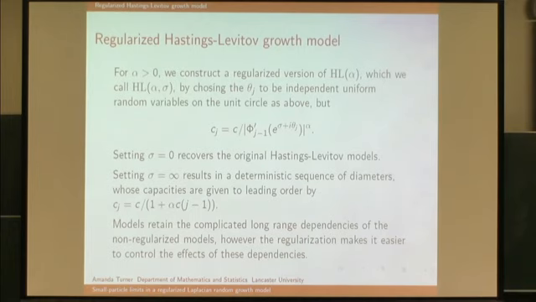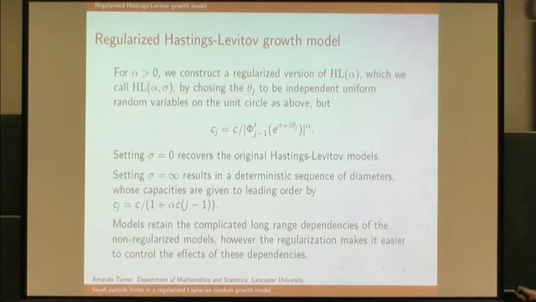Okay, so how do we construct our regularized version? Well, we need one more parameter sigma. Once again, we just take the theta j's to be independent, uniform, random variables. But this time we pick the capacities according to this formula. So if you remember again, capacities are like the square of diameters. If you take the square root of this, you get a formula that's very similar to the Hastings-Levitov formula. The only difference is that we have a sigma here where Hastings-Levitov had a 0.